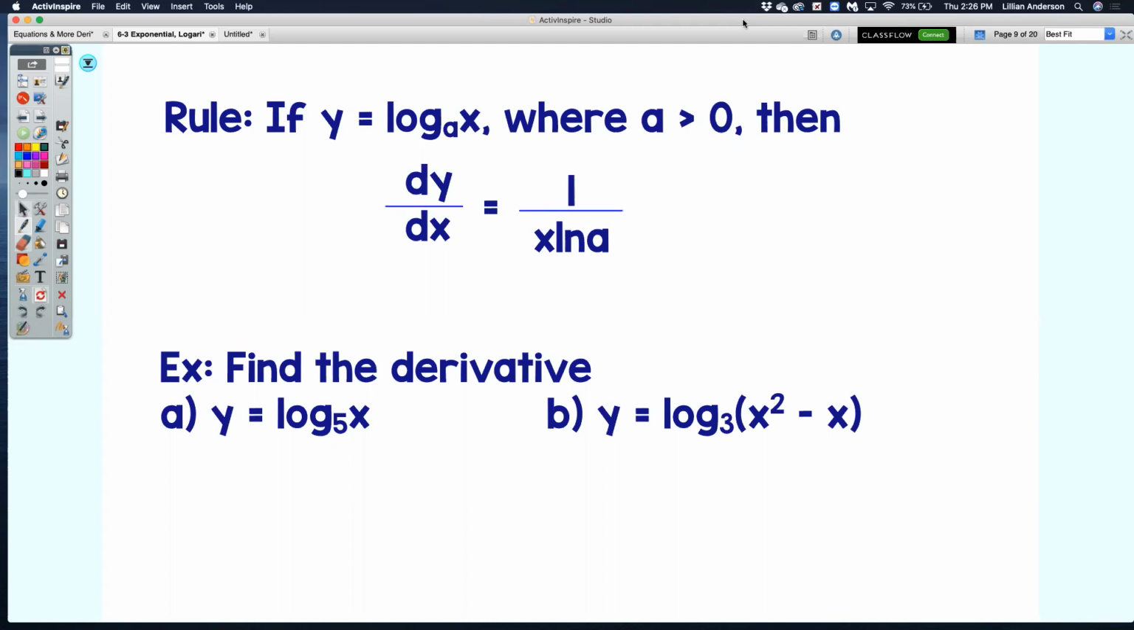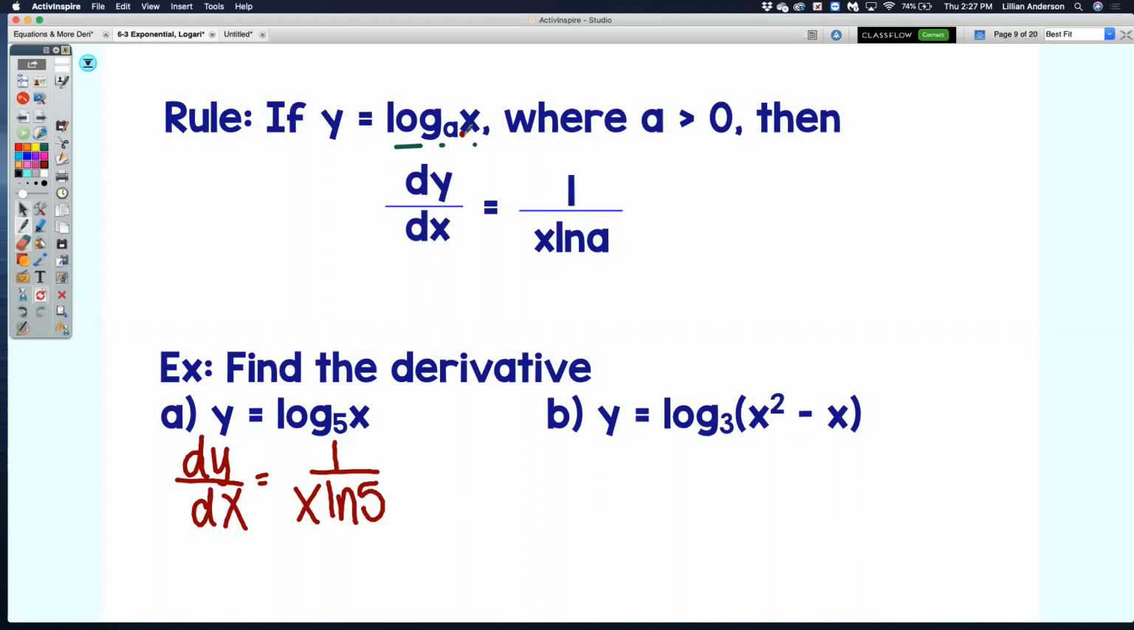So I'm going to find the derivative of each of these. I have a basic one, and then I have one that's a little bit more involved. Okay, though, we can do it. So the first one is y equals log base 5 of x. This fits right into the setup here. Okay, the value of a is what? 5. So then the derivative of log base 5 of x is just 1 over x ln of 5.